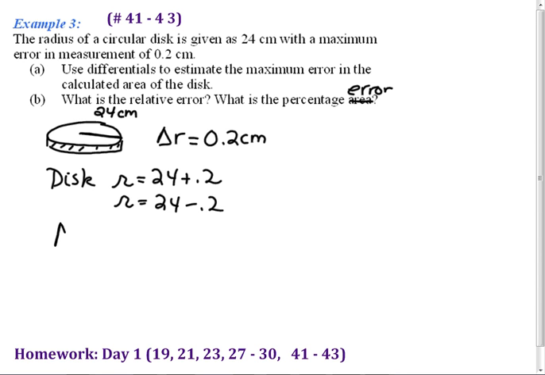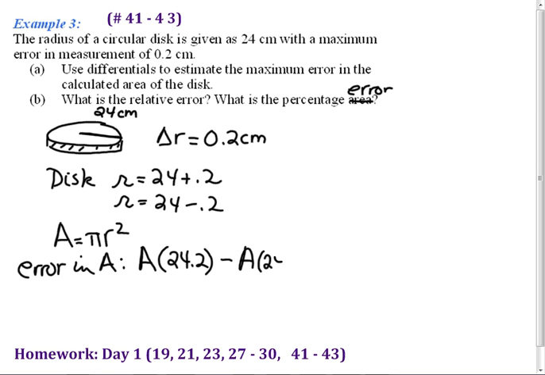Well, what's the area of a disk? Pi r squared. So if you want to see the error in the area, you would find the area evaluated at 24.2, and then you would find the area at 24, and you would subtract them. Now, I know what 24 squared is. Does anybody else? It's the same distance, though. It's the same value, so it doesn't matter.